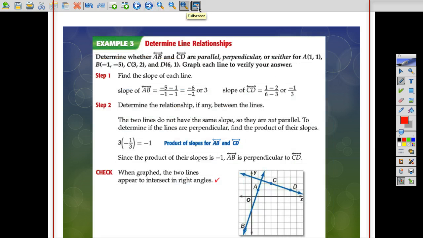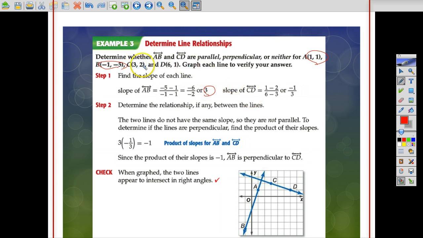Determining line relationships. Determine whether AB and CD are parallel, perpendicular, or neither, when you have points A, B, C, and D with those coordinates. Graph each line to verify the answer. Okay, so this is going to take some time because we need to find the slope of each line. So AB, you have A and B. And we're going to do the slope equation, y2 minus y1 over x2 minus x1. So you have negative 5 minus 1 over negative 1 minus 1, and you get 3.